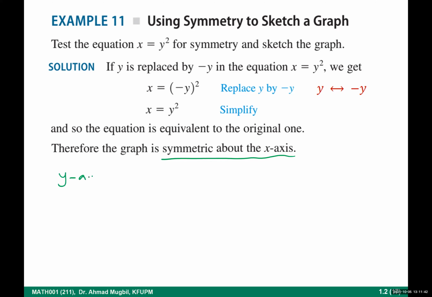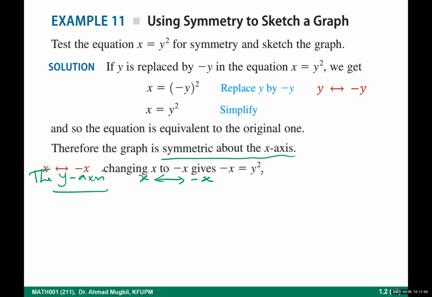Now, if you want to determine or test the symmetry with respect to the y-axis, what will you do? You will replace x by -x. What will you get? -x equals y squared. Is it equivalent to the original one? No. You can do more to know if it is symmetric or not. Multiply both sides by -1. You will get x equals -y squared. Yes, it is still not equivalent.